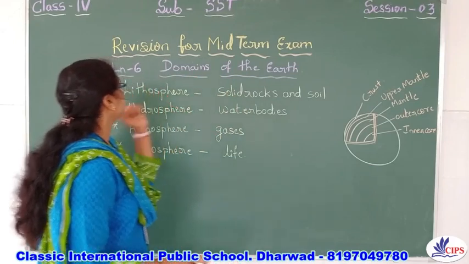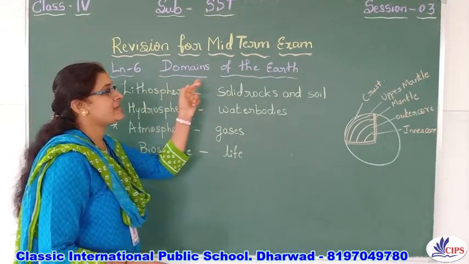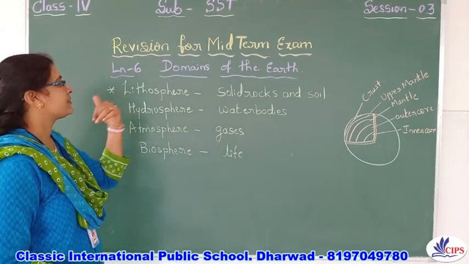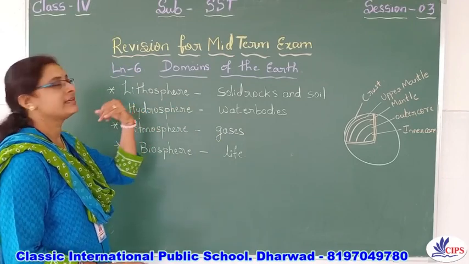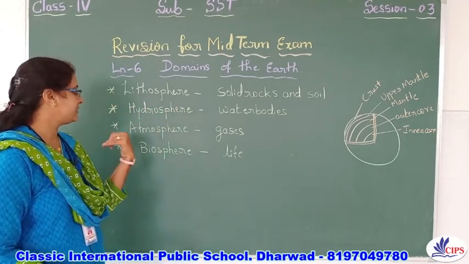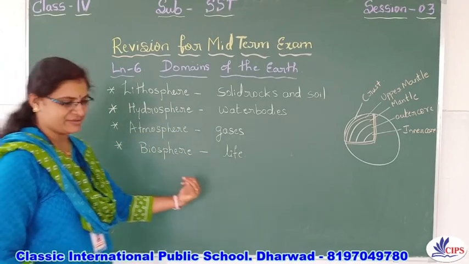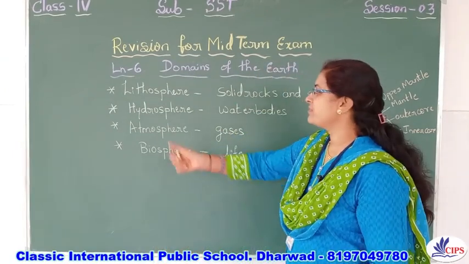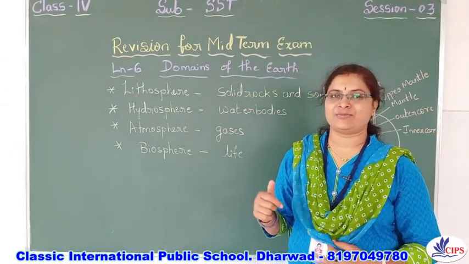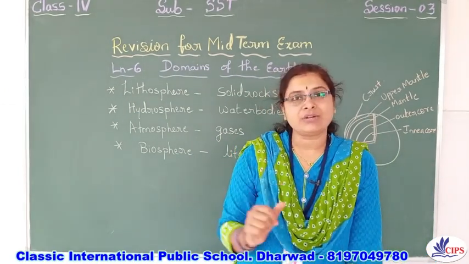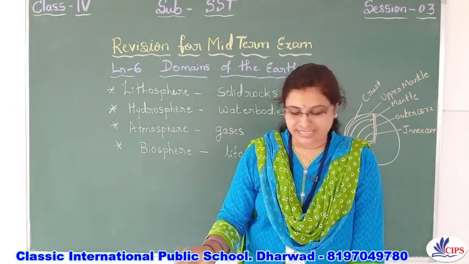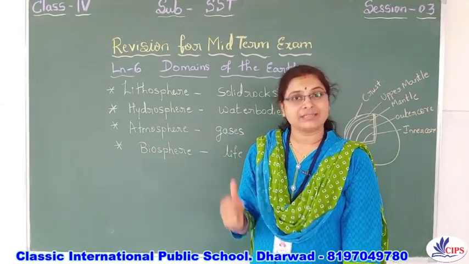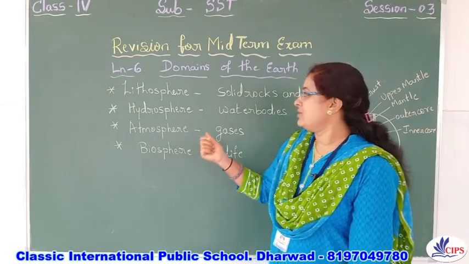Okay children, your sixth chapter is domains of the earth. In this chapter we will discuss the four domains of the earth, which are the lithosphere, hydrosphere, atmosphere and the biosphere. Which is the first one children? That is the lithosphere. The outermost solid layer of the earth is called the lithosphere.